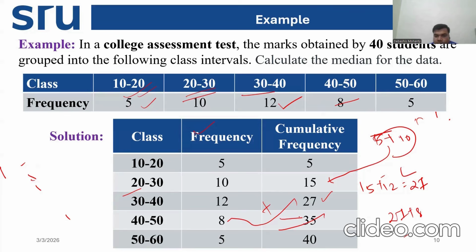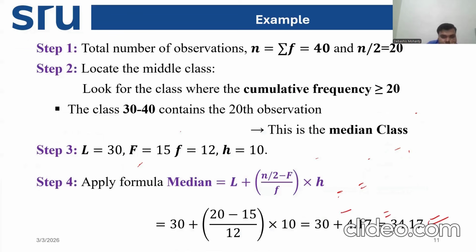27 plus 8, that is 35. 35 plus 5, that is 40. So after finding this cumulative frequency value, we need to apply this formula. Which formula? Capital L plus n by 2 minus capital F divided by small f into h. This formula we need to apply there.